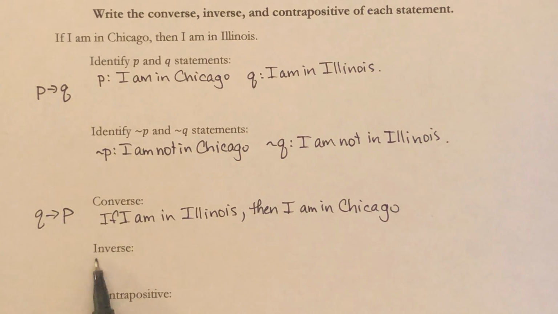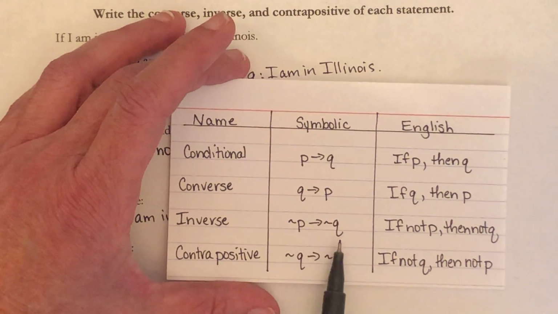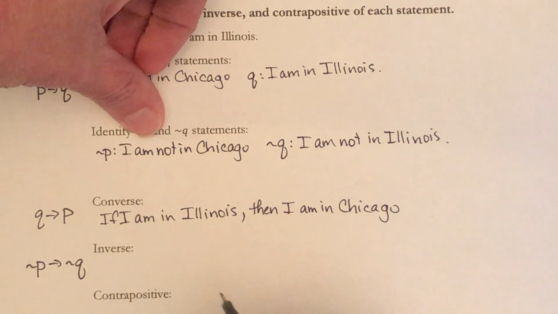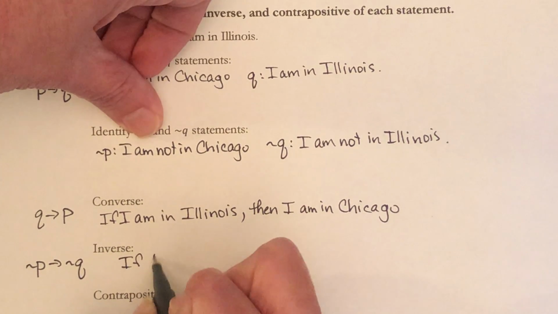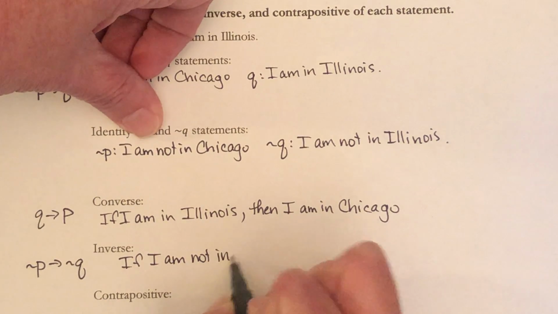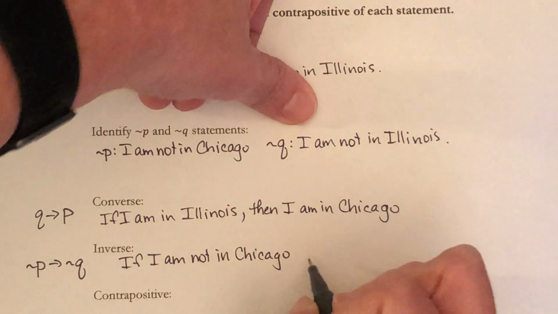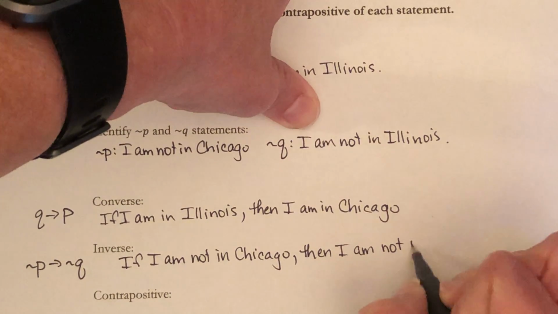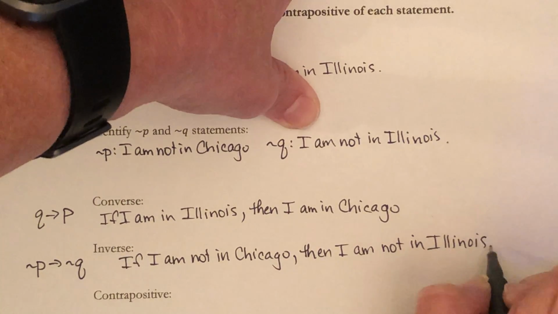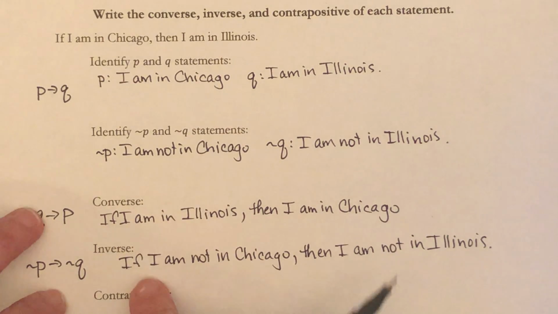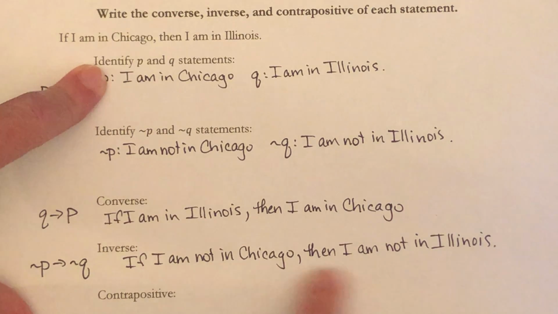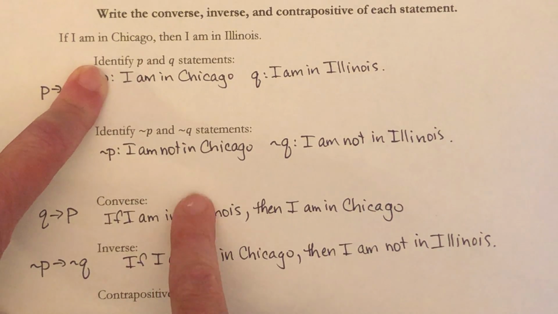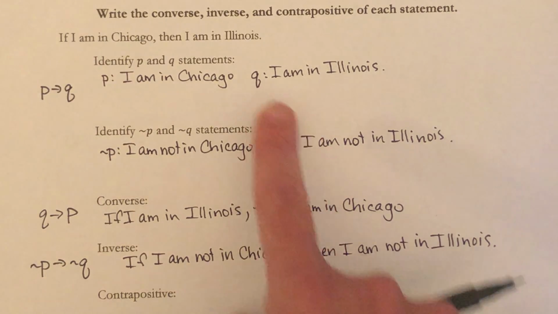Okay? So the inverse is if not P, then not Q. So right here, I am not in Chicago. If I am not in Chicago, then I am not in Illinois. Okay, and again, you can see where this is not equivalent to the original by just using our common sense. If I am not in Chicago, then I could be in some other city in Illinois, and it would not follow that I'm not in Illinois. So these two are equivalent statements, not equivalent to our original.